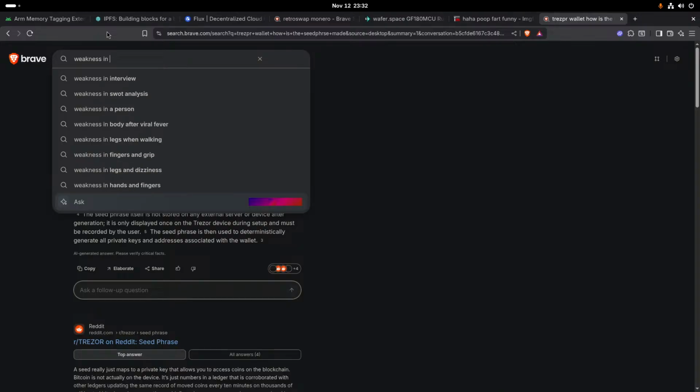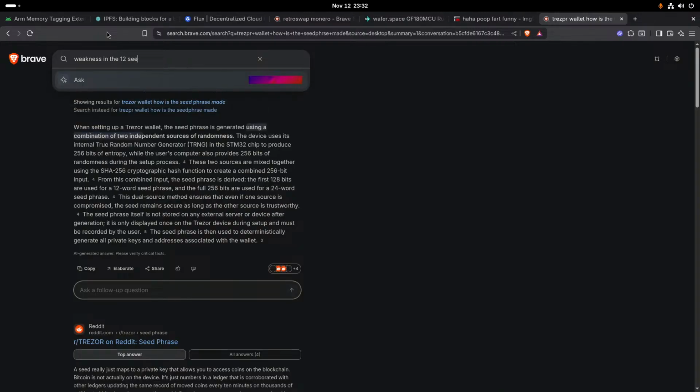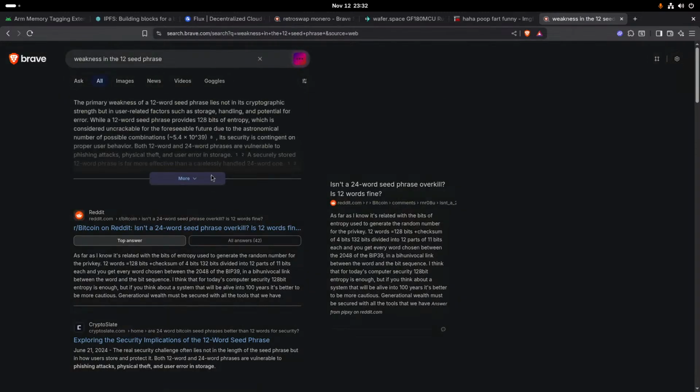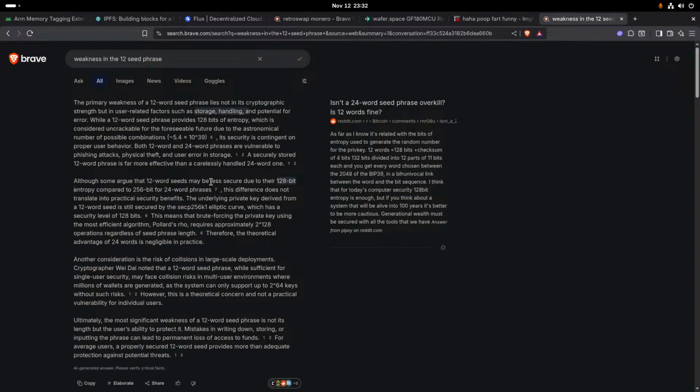Weakness in the 12 seed phrase. And I'm okay with their weaknesses. The primary weakness in a 12 seed phrase lies not in the cryptography strength, but in user-related factors such as storage, handling, and potential error. While a 12 seed phrase provides 128 bits of entropy, which I think we have in 2025, we've actually come to the conclusion that 128 bits of encryption versus 256, they're virtually uncrackable right now.